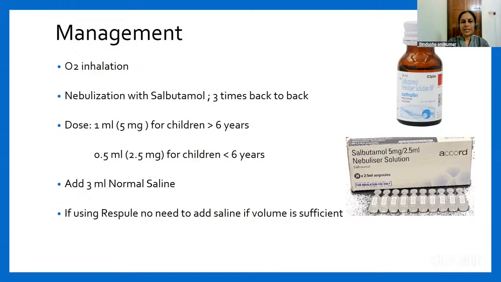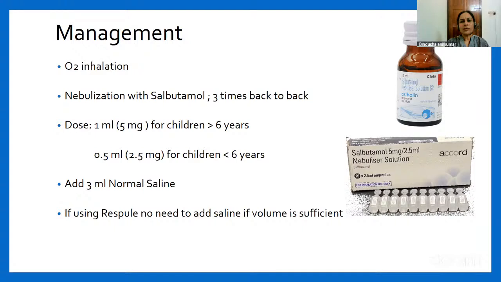Here the child is having at least a moderate exacerbation. So you will have to give not a single dose of salbutamol. You will have to give repeated doses. You can give 3 doses back to back or 3 doses at 20 minutes interval. What is the dose of salbutamol? That also depends upon the age. In children less than 6 years, you will use 0.5 ml of salbutamol. 0.5 ml of salbutamol will contain 2.5 milligrams of salbutamol. In children above 6 years, we can use 1 ml, that is 5 milligrams of salbutamol.